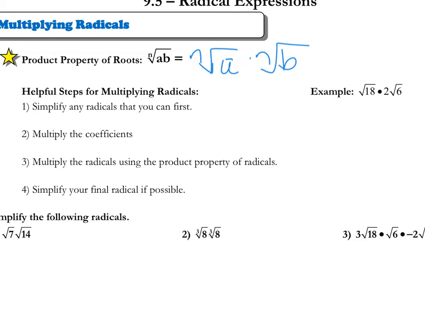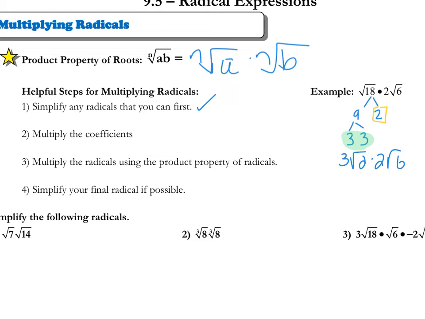So for example, 18 can be split into 9 and 2. This can be split into 3 and 3. We can make our group right there, and we can box our leftovers. So remember that the groups go on the outside, the boxes we take home. So 3 root 2 times 2 root 6. So that's step 1. Then we multiply the coefficients together and then multiply the inside of the radicals together.